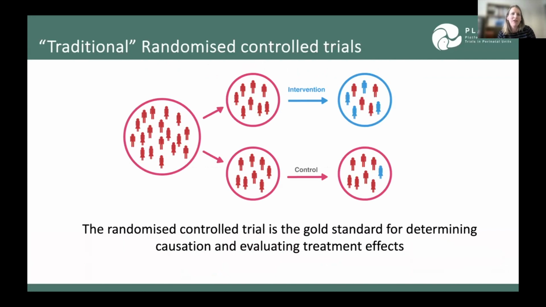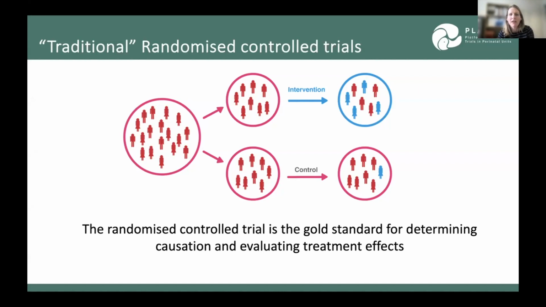So we've heard beautifully about how important randomized controlled trials are and how the design of them is key to making sure that you get a meaningful result from them. And they absolutely are the gold standard for determining causation and evaluating treatment effects. And I don't want anyone to come away from this thinking they're not. But I'm just suggesting that there are some problems with them and there are ways that we can more efficiently run clinical trial research. So this is, as Kelvin said, what an RCT typically looks like.